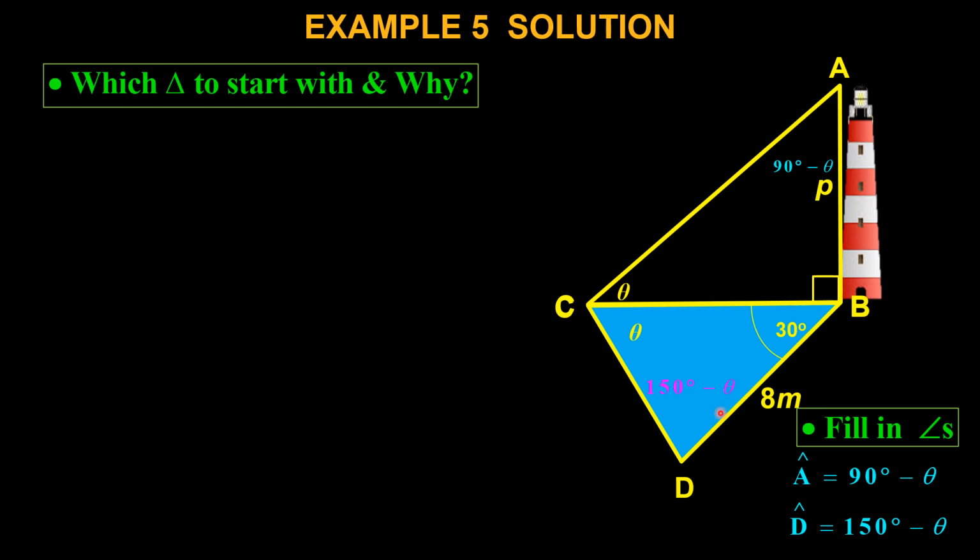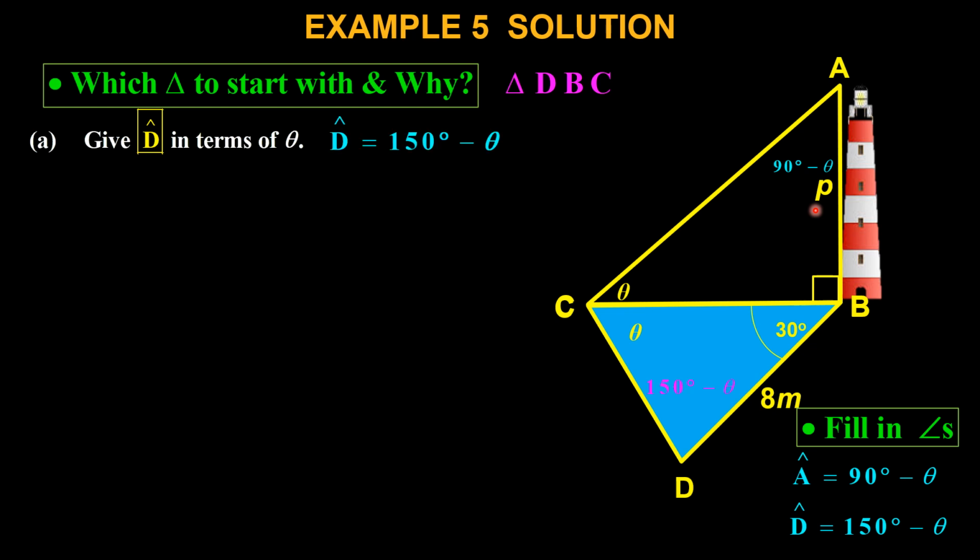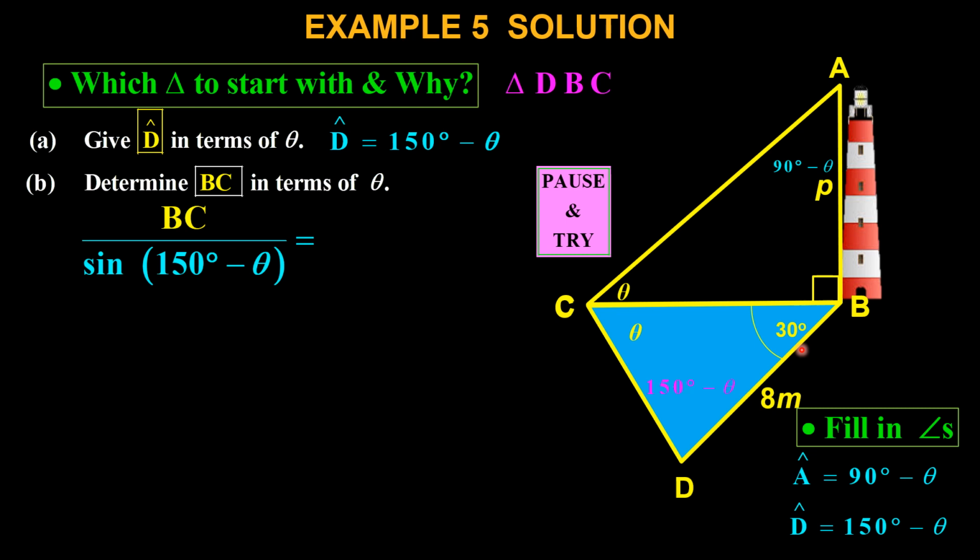So I can calculate, and then we'll calculate CB, because CB is the link with the AB there. So I'm going to start with triangle DBC. So the first question here, they even ask you to work out, calculate angle D, and we know it's 150 minus theta, right? Determine BC in terms of theta. So I want BC in terms of theta. So I can't use that one. So I'll have to use triangle BCD, right? So we're going to take triangle BCD.